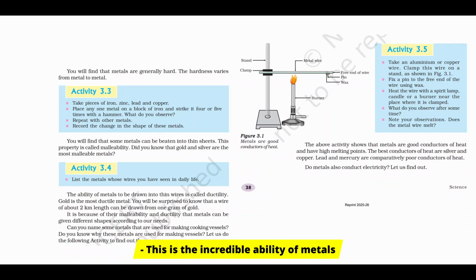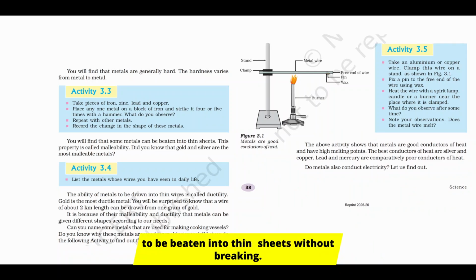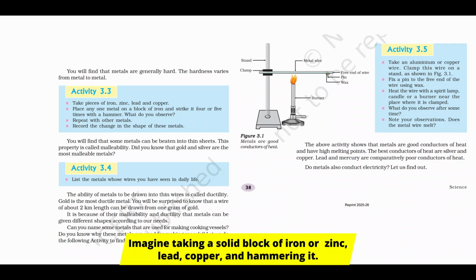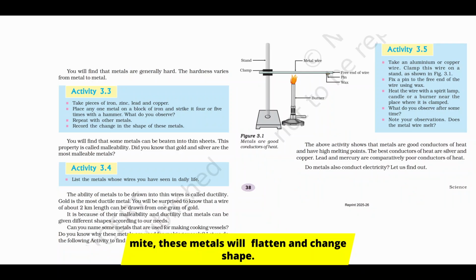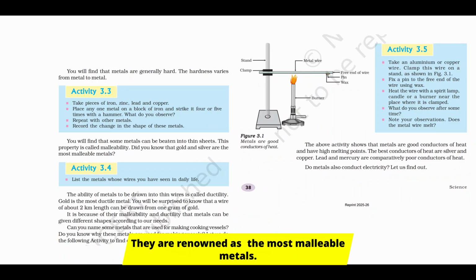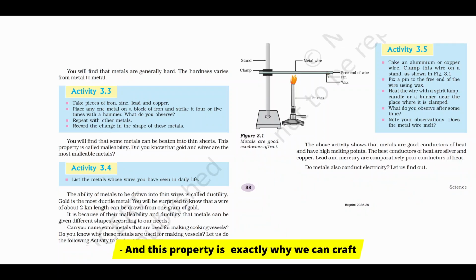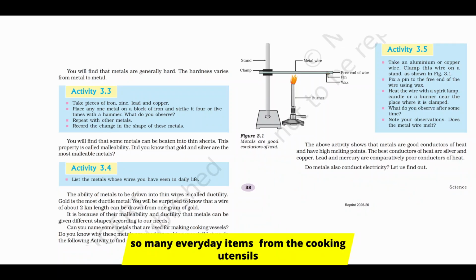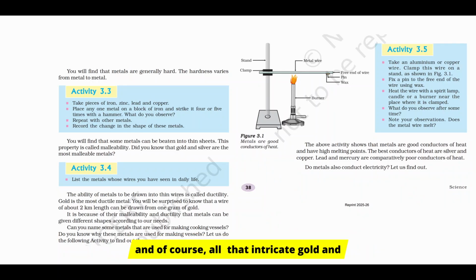Malleability, right? This is the incredible ability of metals to be beaten into thin sheets without breaking. Imagine taking a solid block of iron or zinc, lead, copper, and hammering it. Instead of shattering into pieces like glass might, these metals will flatten and change shape. They form thin sheets. Gold and silver are the real superstars here. They are renowned as the most malleable metals. This is a common objective question, by the way. Okay. Good to know. And this property is exactly why we can craft so many everyday items, from the cooking utensils in your kitchen to the aluminum foil you wrap your roti in, and of course all that intricate gold and silver jewelry that requires such fine shaping.